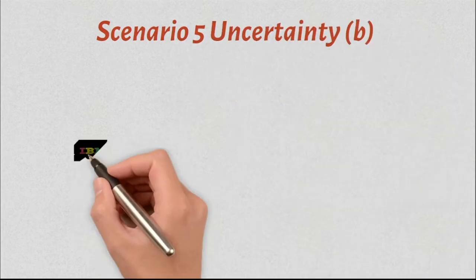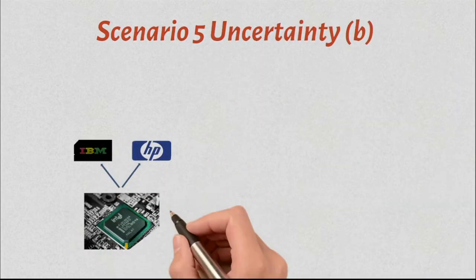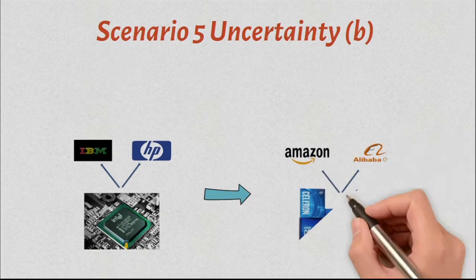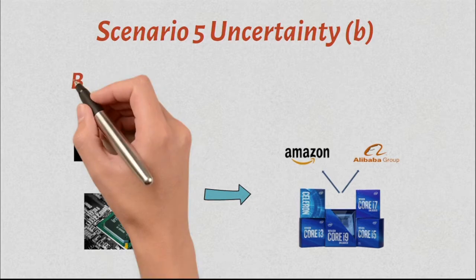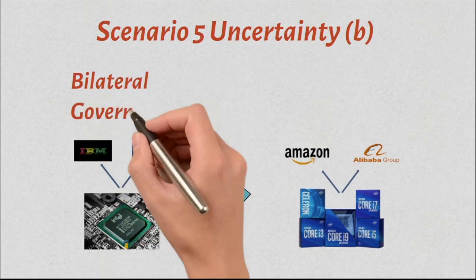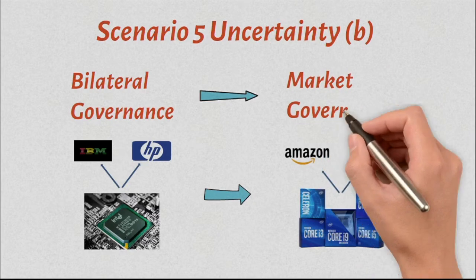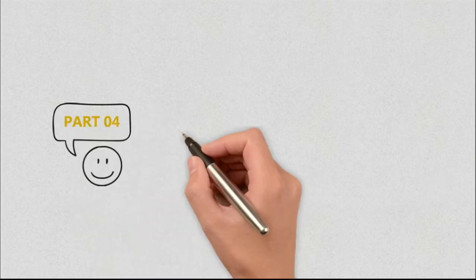And for this scenario, you can see Intel moving from bilateral governance to market governance. Rather than Intel selling their products only as a component, they now tie up with companies such as IBM and HP to sell their branded products through off-the-shelf, pre-bundled offerings.